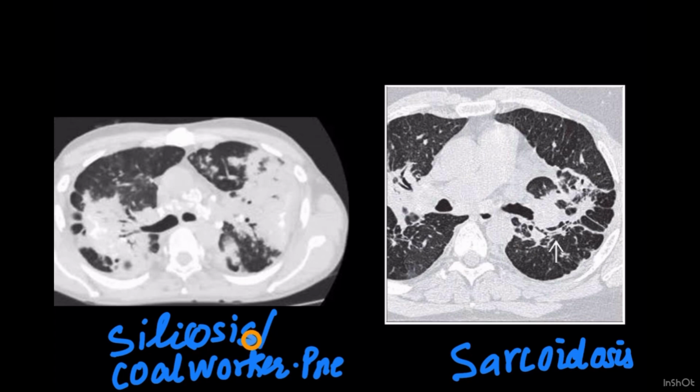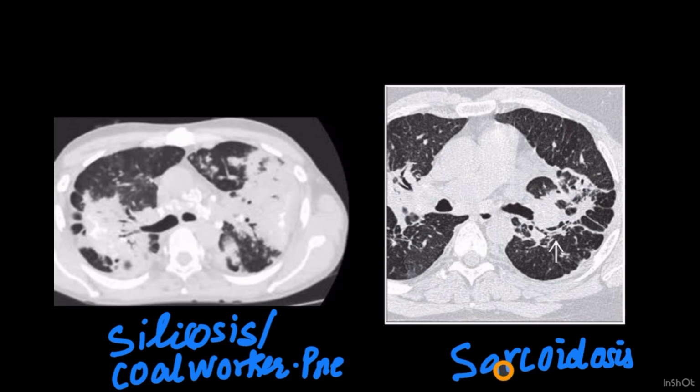The radiological features of silicosis and coal worker pneumoconiosis are the same. Therefore, we put silicosis and coal worker pneumoconiosis in the same class, because the radiological features and clinical features will be similar in both of these diseases. Whatever the radiological features are, these features will also be included in coal worker pneumoconiosis. Therefore, I have put these two diseases side by side.